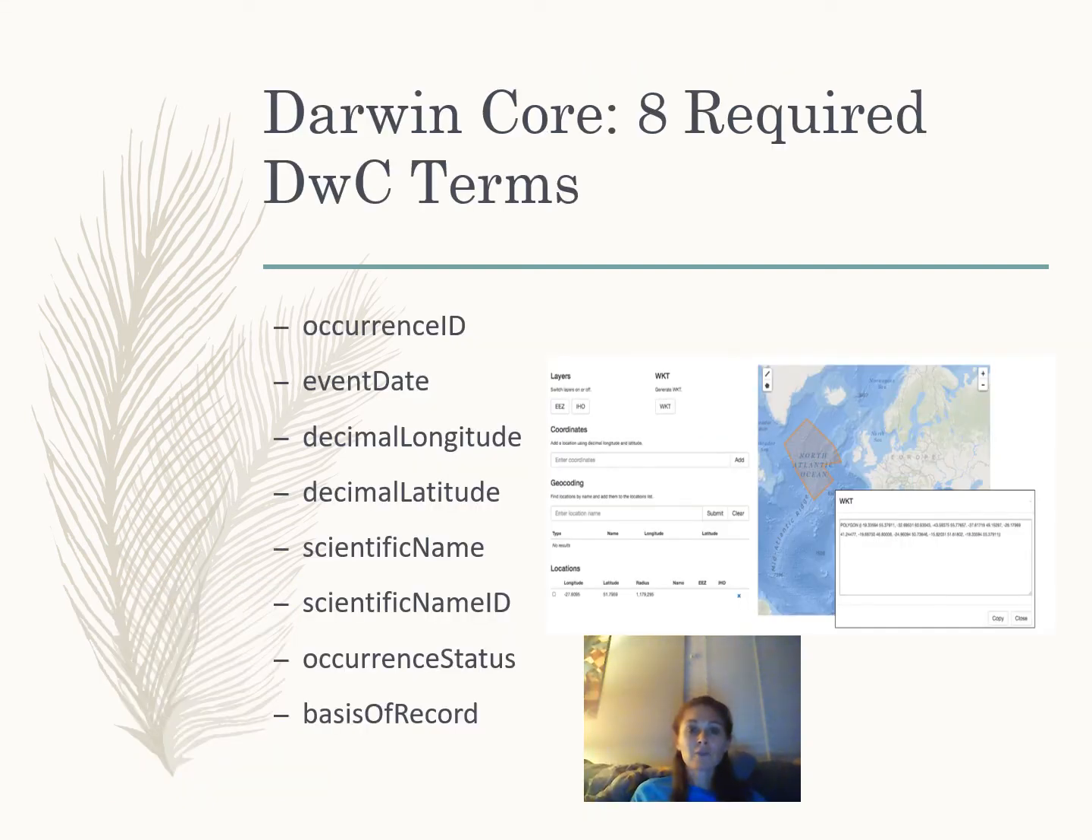There are 8 required Darwin Core terms that need to be included in a Darwin Core record. These 8 terms include occurrence ID, event date, decimal longitude, decimal latitude, scientific name ID, occurrence status, and basis of record.